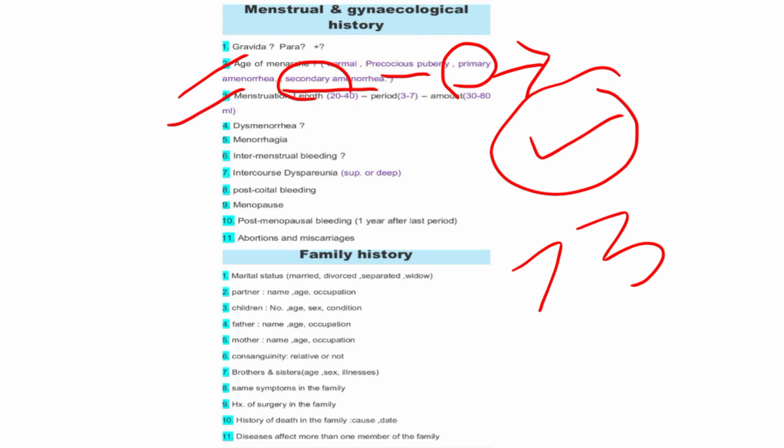You can ask the length of the menstrual cycle, 20 to 40 days, its normal period up to 3 to 7 days, and the amount. Dysmenorrhea, any kind of pain. Menorrhagia, when there is prolonged menstrual bleeding. Intermenstrual bleeding.